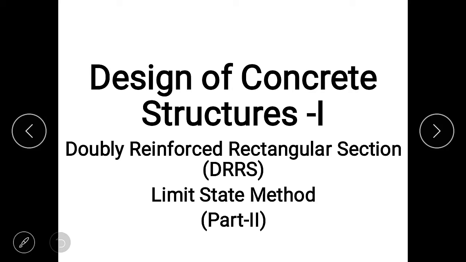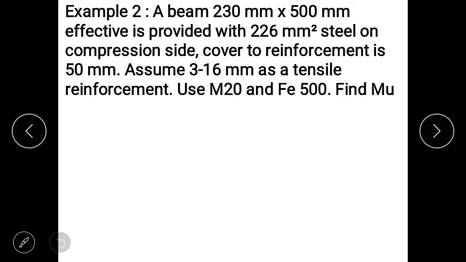Good morning, students. Our subject is Design of Concrete Structure 1. Our today's topic is a doubly reinforced rectangular section by limit state method, part 2. In the last part 1, we solved one example to calculate moment of resistance. In today's lecture also, we are going to solve to find moment of resistance.